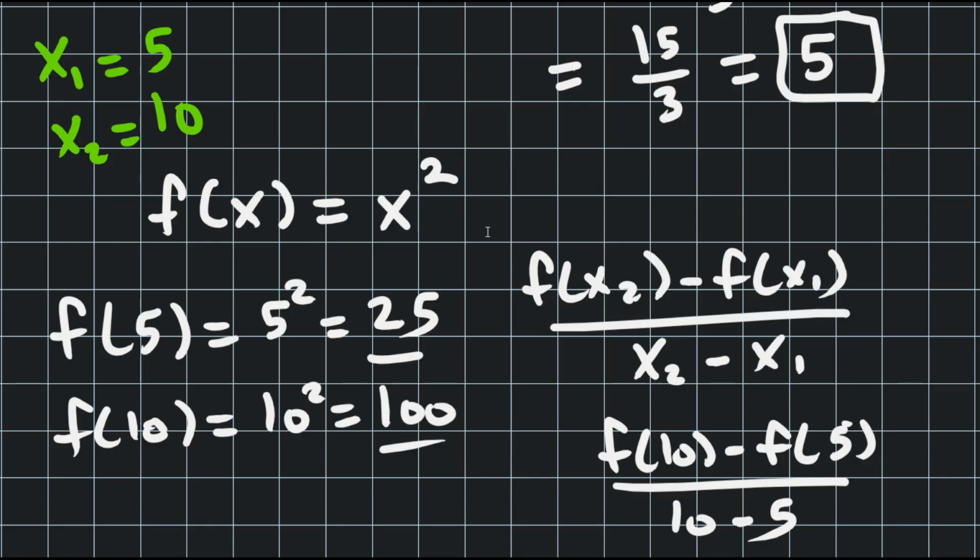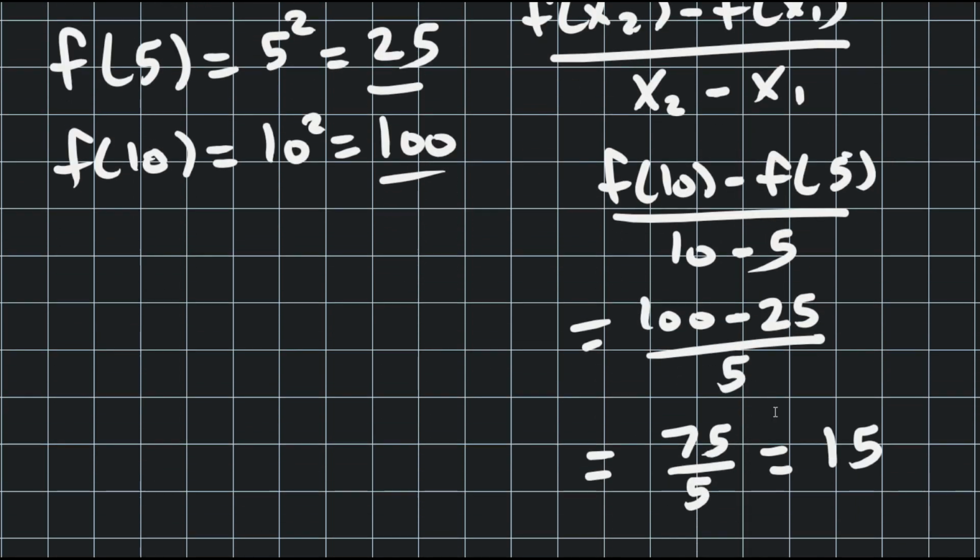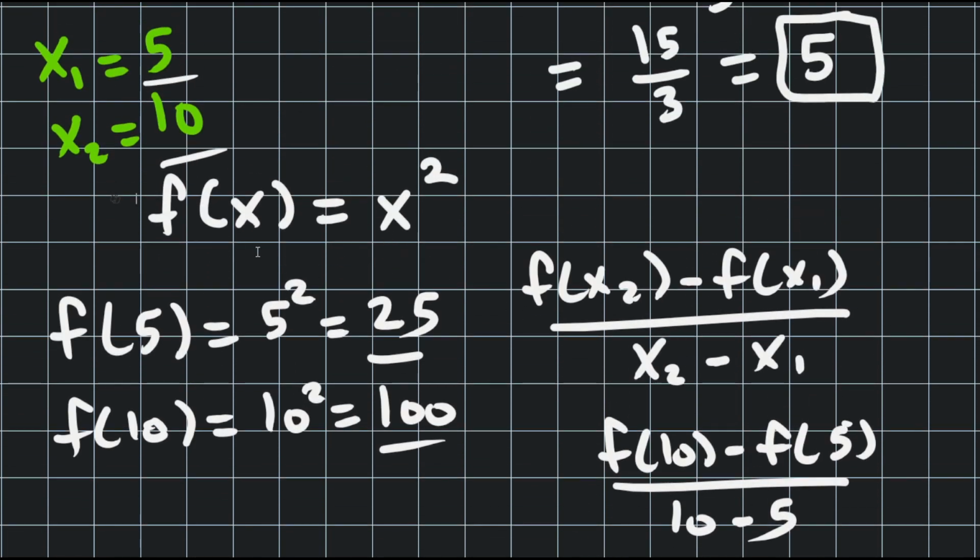For the same function, we have a different average rate of change depending on which inputs we're looking at. Between 1 and 2, the average rate of change was 3. But now that we're looking between 5 and 10, the average rate of change is 15. So for f of x equals x squared, the average rate of change changes.